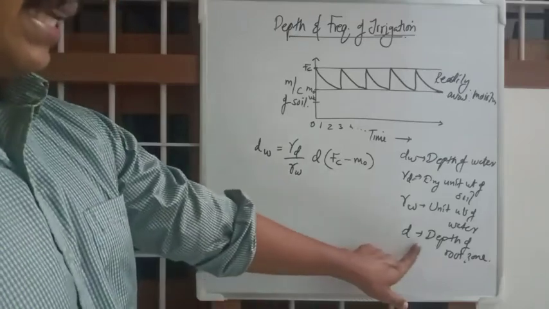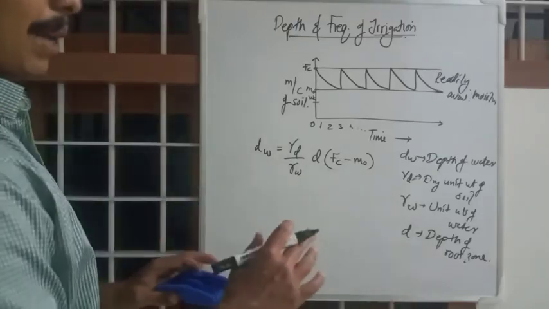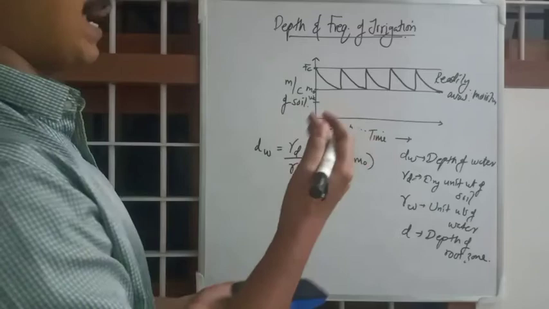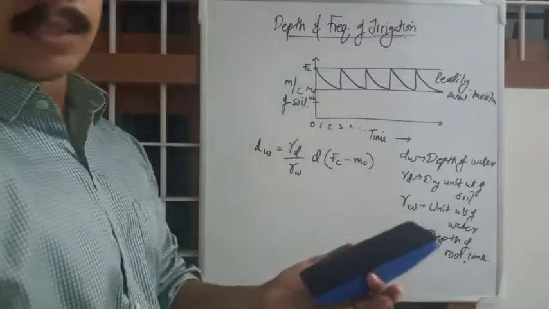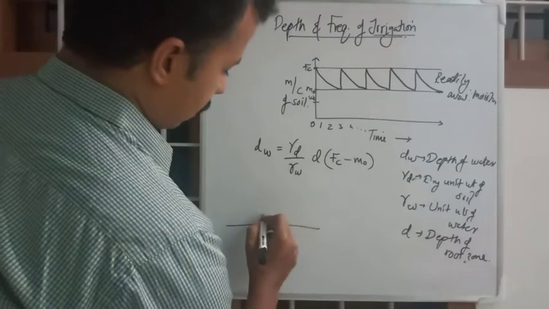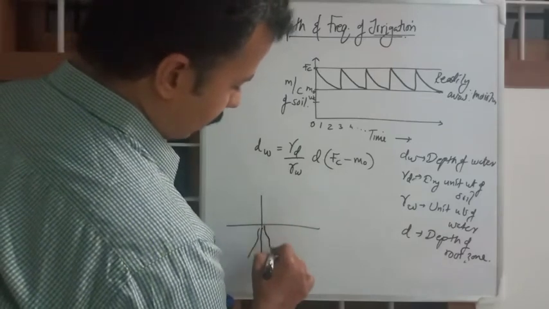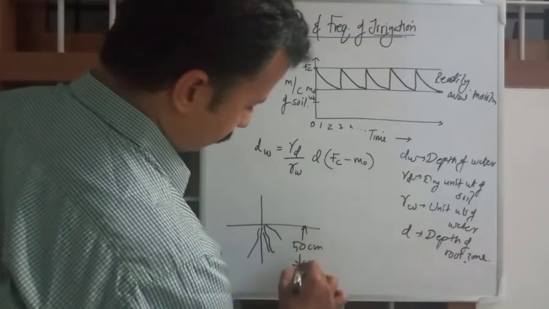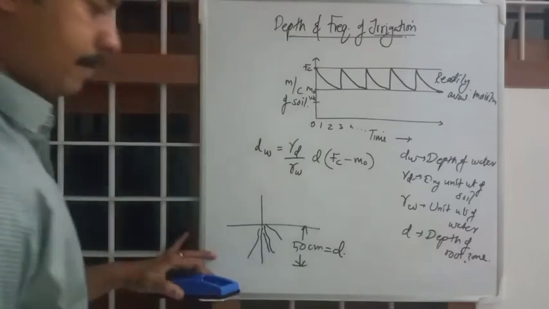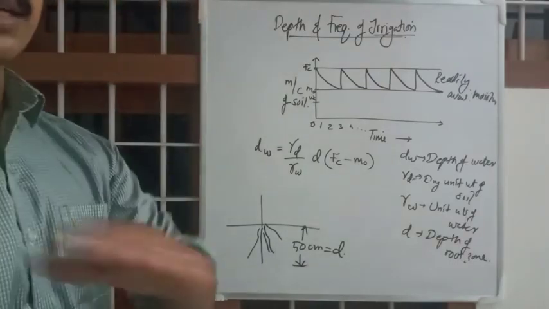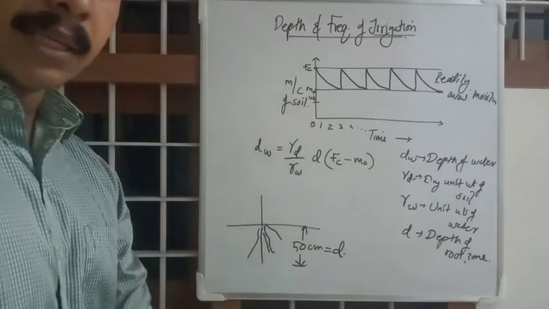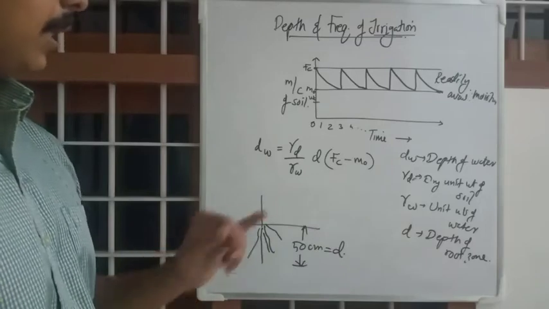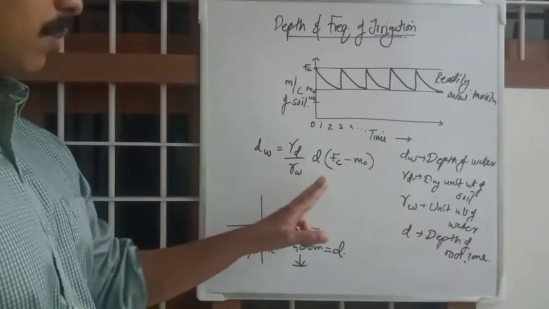Okay, D, the depth of root zone, is the depth up to which the roots of the plant reach. Suppose for a paddy field it may be 50 centimeters. That means the roots will reach 50 centimeters of depth. That is D. That will be different for different crops. For a tree it will be much bigger. For a plant like paddy, wheat, etc., it will be much smaller. And it will be in meters when you substitute in this equation.